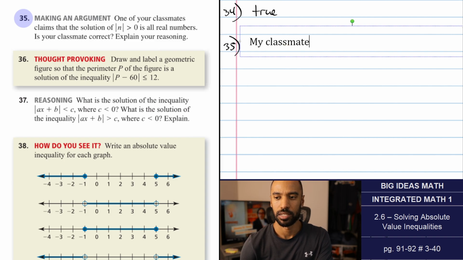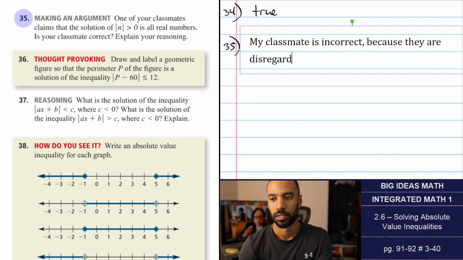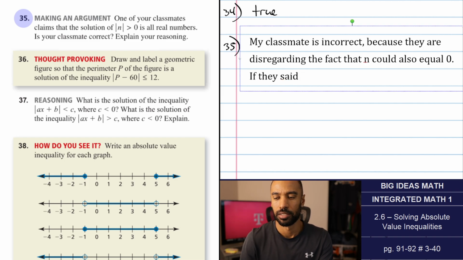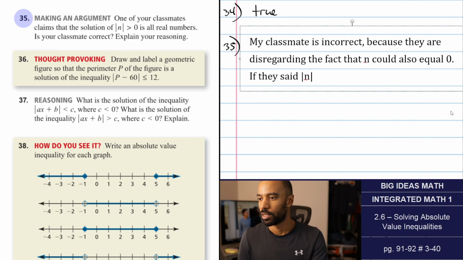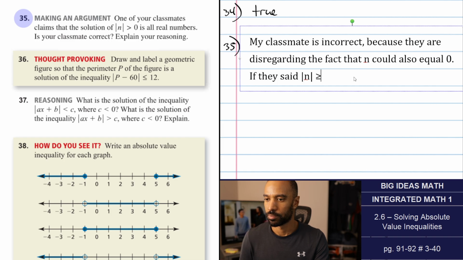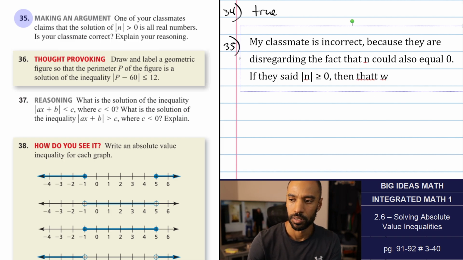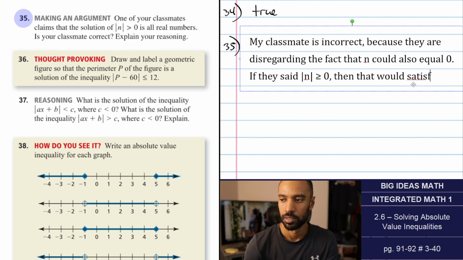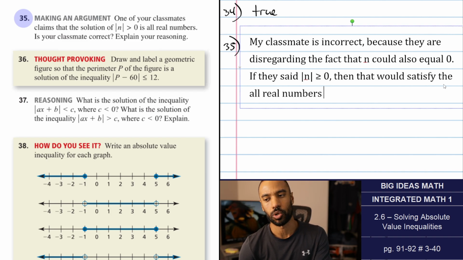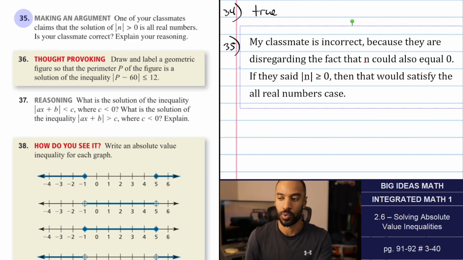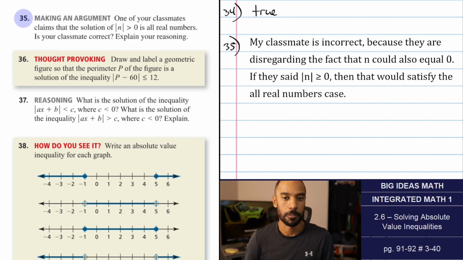My classmate is incorrect because they are disregarding the fact that n could also equal 0. If they said absolute value of n is greater than or equal to 0, that would satisfy the all real numbers case. They could also say n is greater than or equal to any negative number, and that would satisfy the all real numbers case.